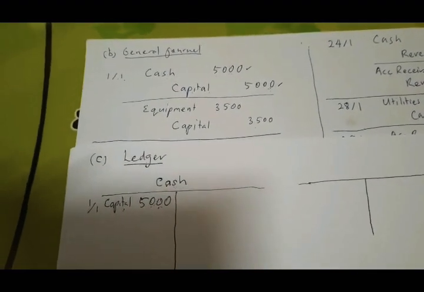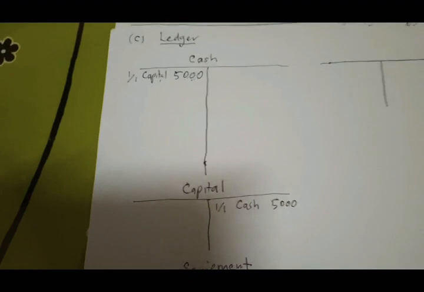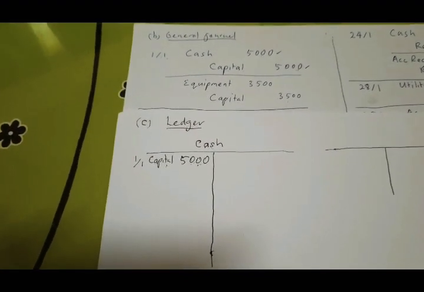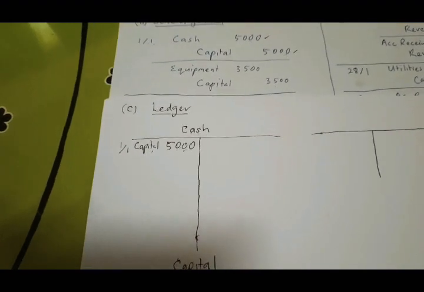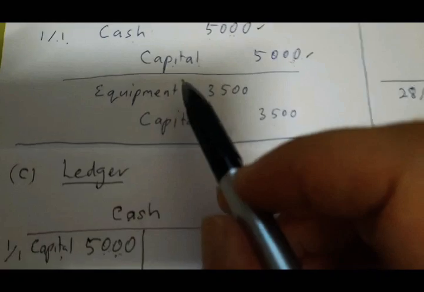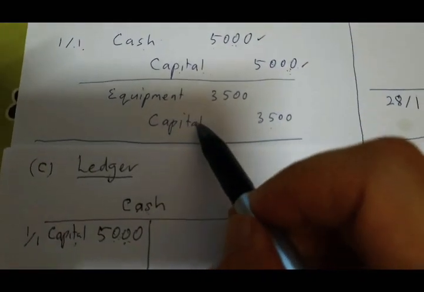Okay, so debit 3,500 equipment. So this is debit, 1st of January, debit equipment 3,500. Refer to which account? Debit equipment, credit capital. So refer to account capital. You write here capital.